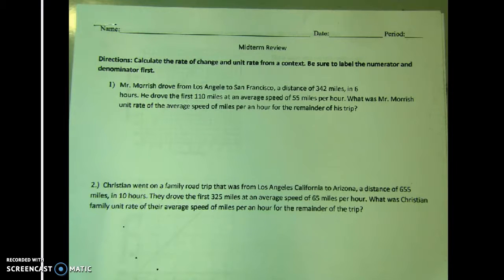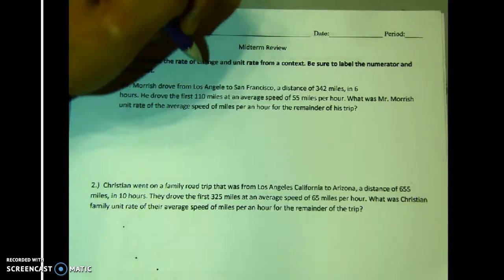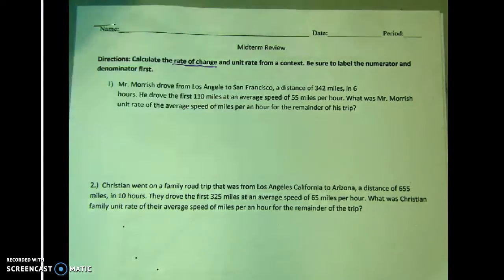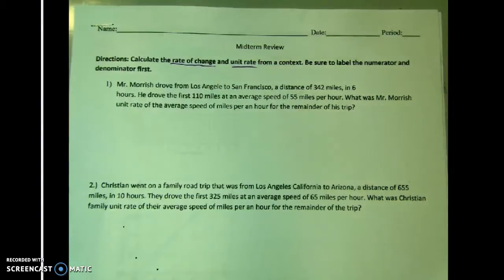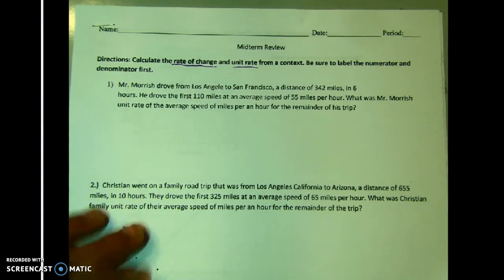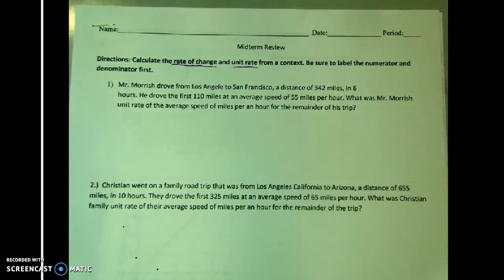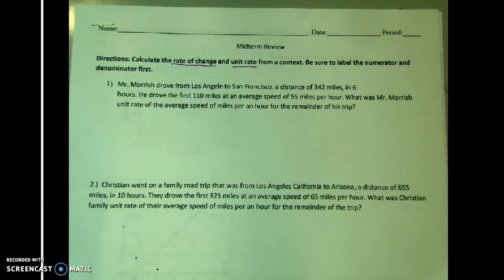What I want to stress the most is go back to the directions. Each set has a set of directions for you that will help you go back and look in your reference book and know exactly what you're looking for. In this case, the directions say, calculate the rate of change and unit rate. So we're looking for rate of change and unit rate from a context. And remember, context is the text that we're given. Be sure to label your numerator and denominator first.